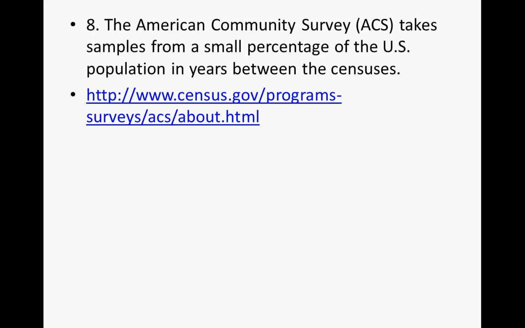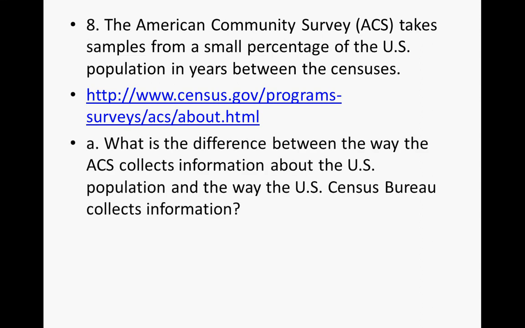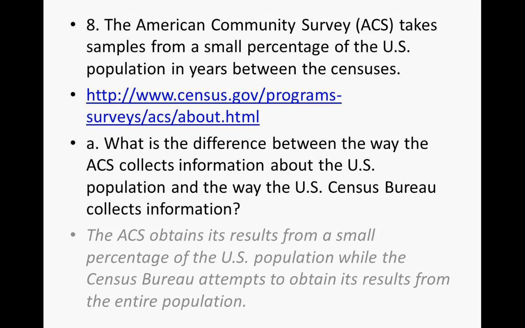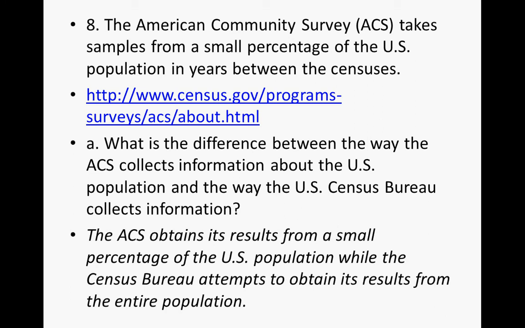So for part A, what is the difference between the way the ACS collects information about the U.S. population and the way the U.S. Census Bureau collects information? Well, the ACS obtains its result from a small percentage of the U.S. population, while the Census Bureau attempts to obtain its results from the entire population.